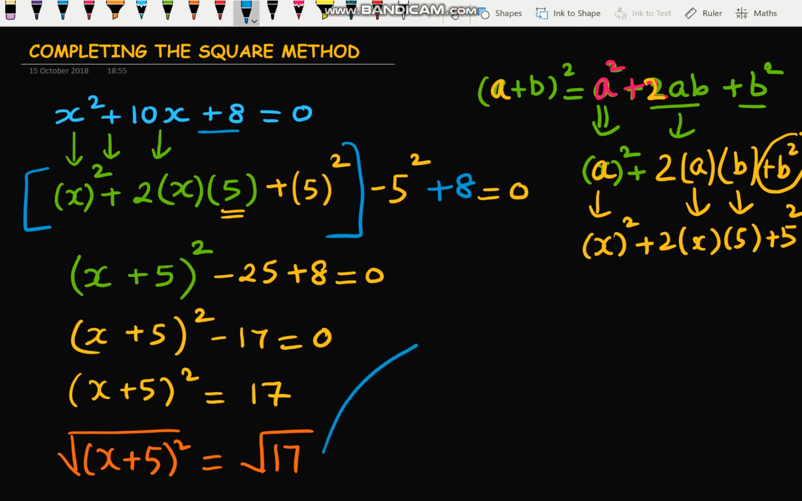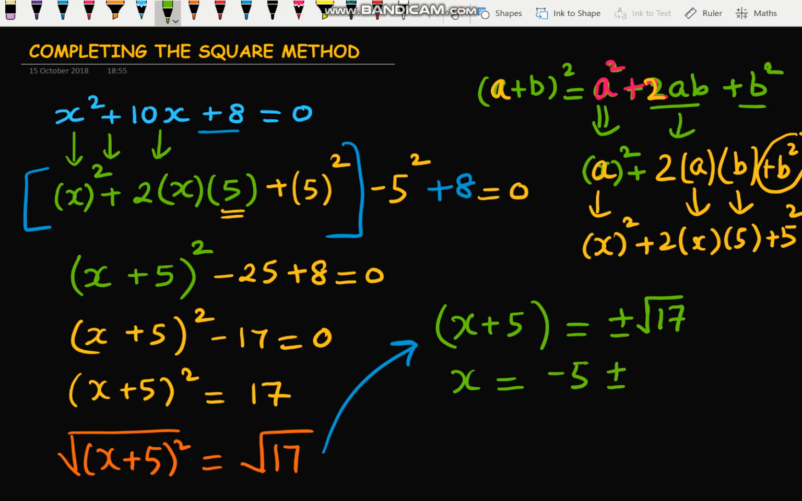And going further, we get x plus 5 is equal to square root of 17, right? So that means plus or minus square root of 17. So what is my x? My x is equal to minus 5 plus or minus square root of 17. Okay, this was the first example, so it might have sounded a bit tricky for you. I'll do one more example with you, right?